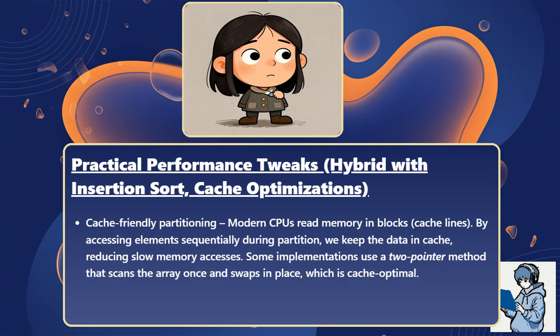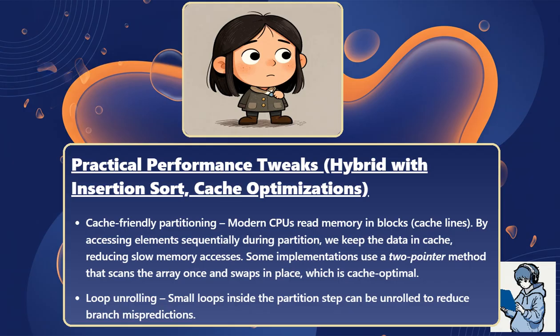the end. Cache-friendly partitioning: modern CPUs read memory in blocks called cache lines. By accessing elements sequentially during partition, we keep the data in cache, reducing slow memory accesses. Some implementations use a two-pointer method that scans the array once and swaps in place, which is cache optimal. Loop unrolling: small loops inside the partition step can be unrolled to reduce branch mispredictions.